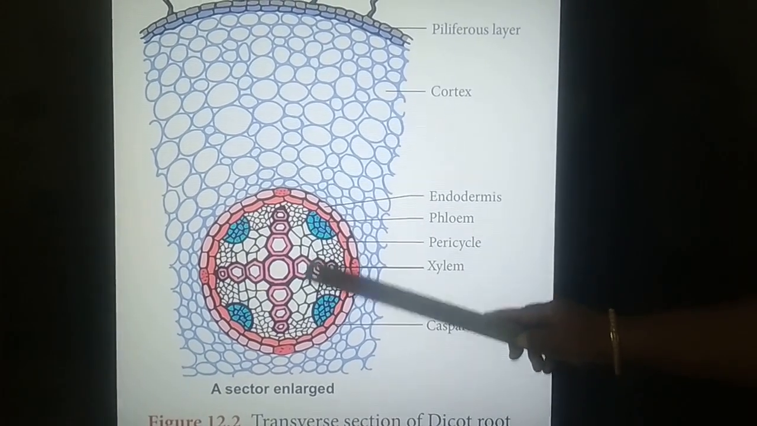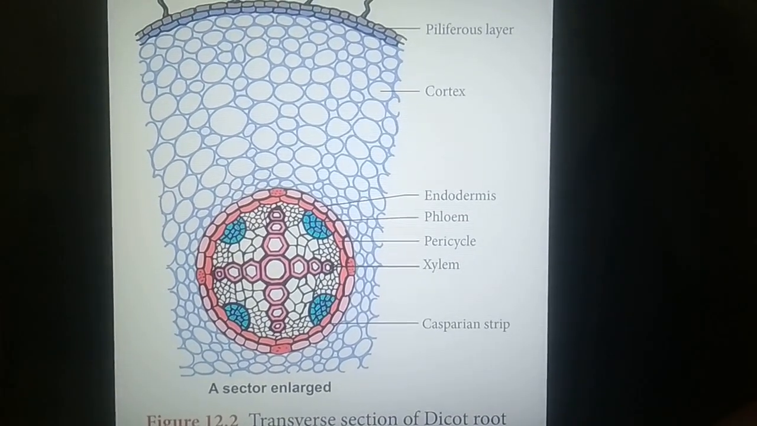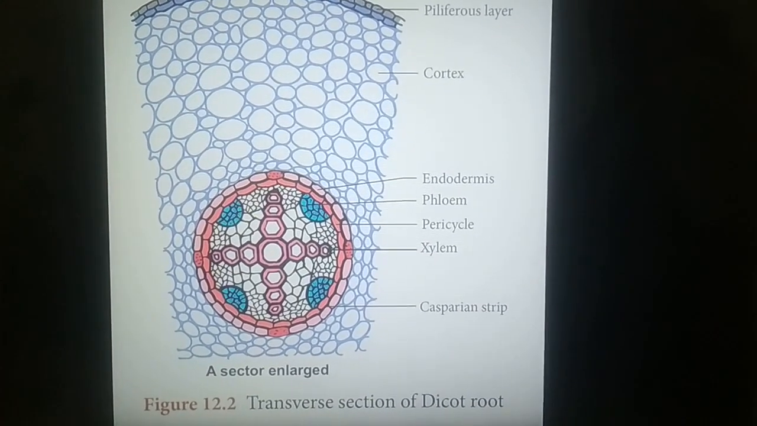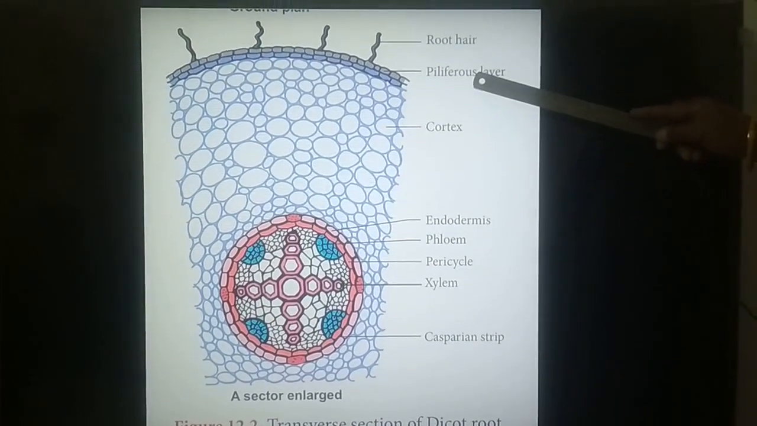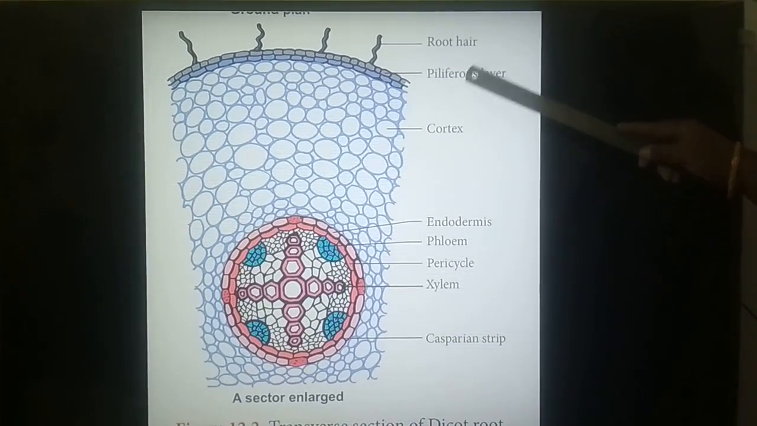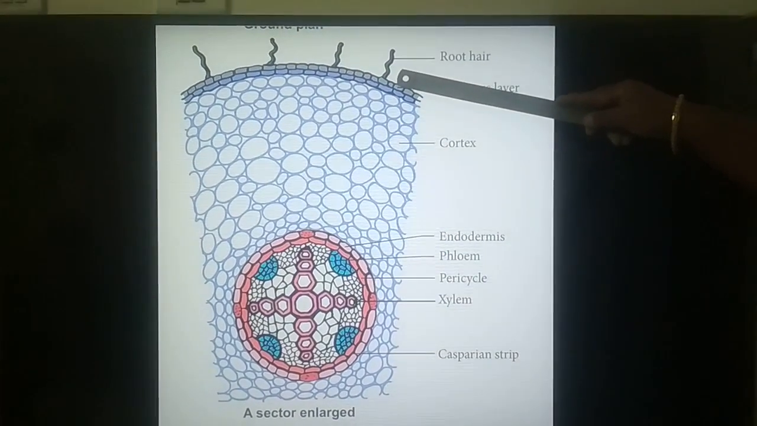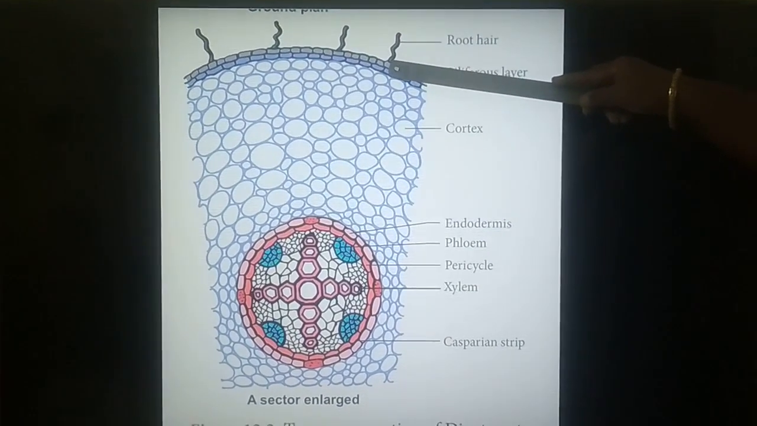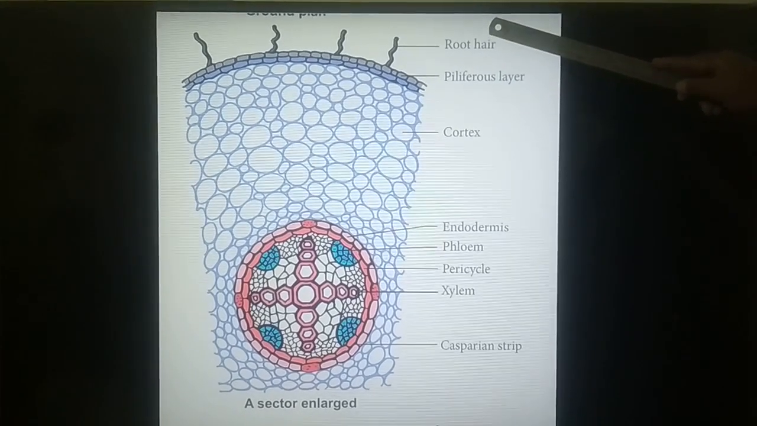And the last one is pith. When you are taking this dicot root, the pith is absent. If at all present, it is seen in the end root. So see again, the outermost layer is the piliferous layer, or we can say epiblemma or rhizodermis. Here there is no cuticle or stomata. The root hairs arise from the piliferous layer, which helps in absorption of water.